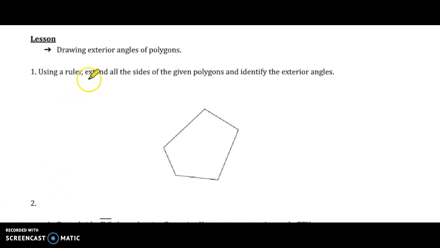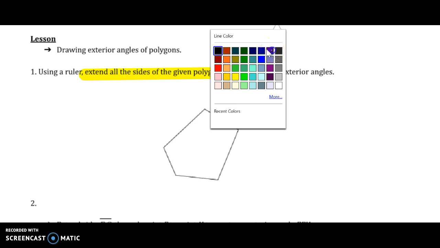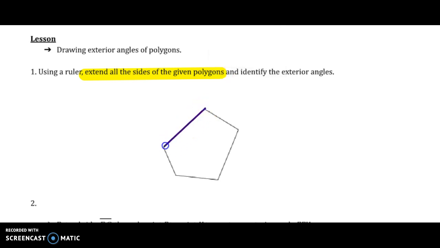So using a ruler, extend all the sides of the given polygon and identify the exterior angles. We only have one example here. We'll do the same thing for 2. 2 is worded a little differently. So take your ruler. We're going to extend the lines. So remember that an exterior angle is formed by extending one edge of the polygon adjacent to another.